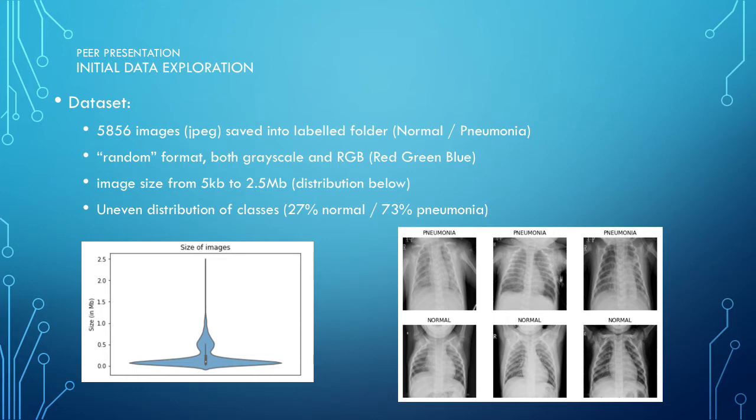The image sizes ranged from 5 kilobytes to 2.5 megabytes, with the distribution as per below, where we see the majority is concentrated around 100 kB, so around 330 by 330 pixels. The labels are unevenly distributed, with 73% of pneumonia and only 27% normal images. We will not address this uneven distribution.